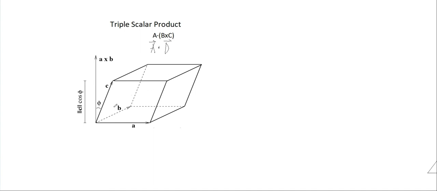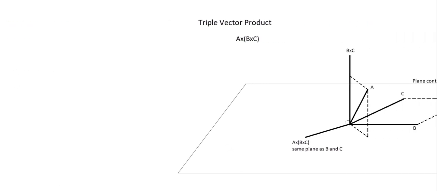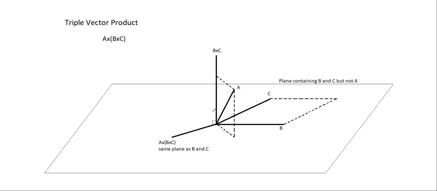And so essentially you're taking the cross product of A and B, which gives you this vector here, and then you are taking the dot product of this vector here with this vector here, C. And so that is just the same operation that we did with the scalar product above. And you can also do it with a triple vector product.